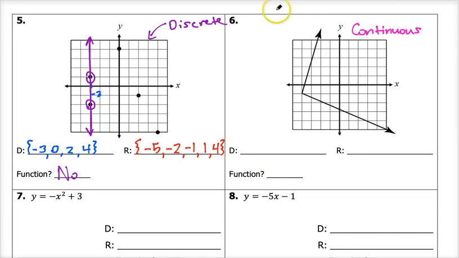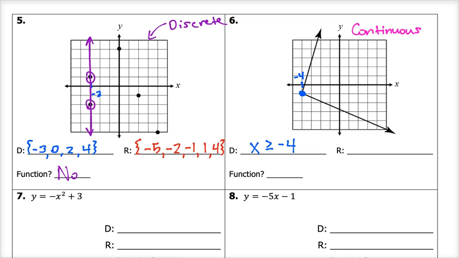So the domain of this graph, you have to think how far left and right can you go on the graph? Well, our graph only goes to a certain point on the x-axis. It stops right here at an x value of -4, and then it extends right in both directions. So we could say that the domain of this graph is all x values that are greater than or equal to -4.